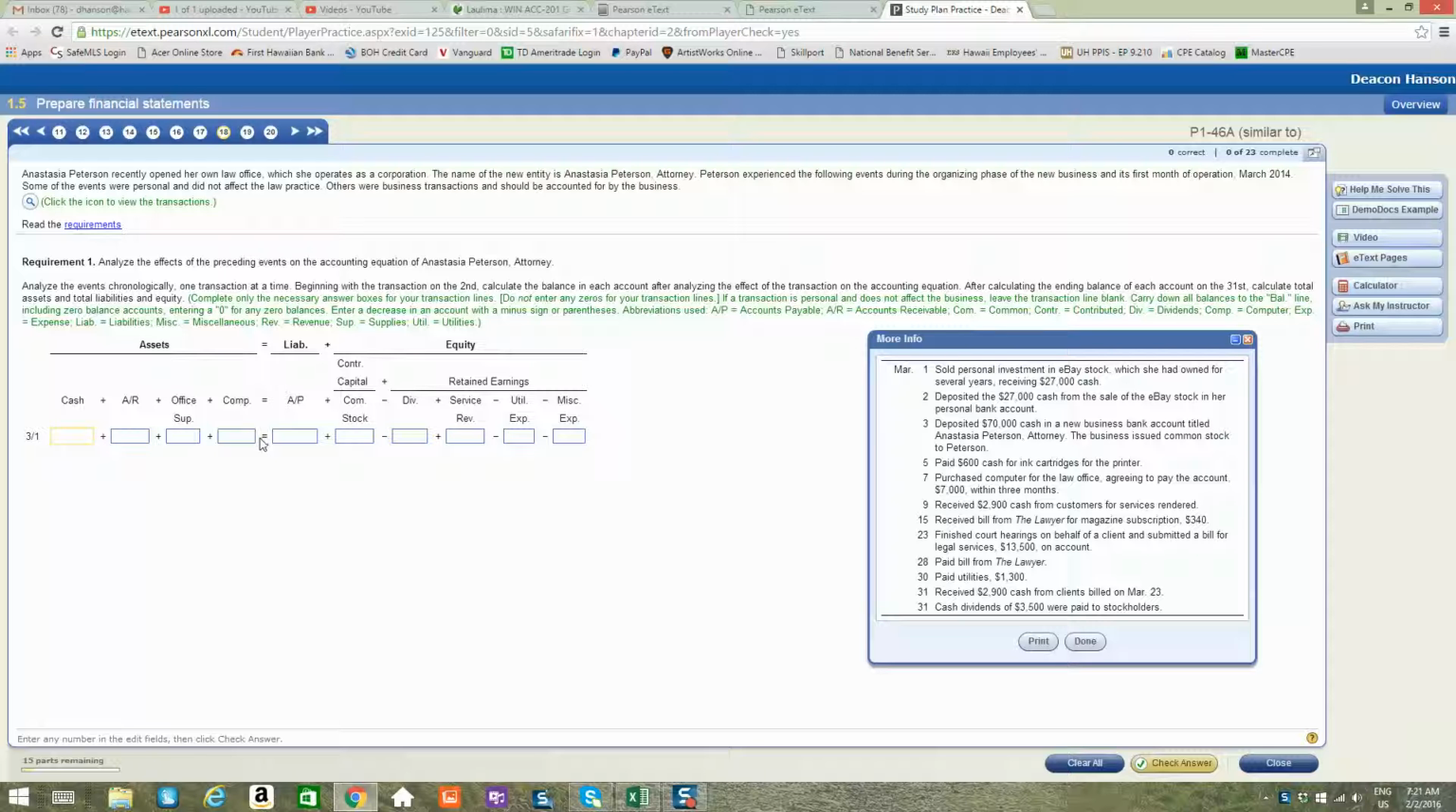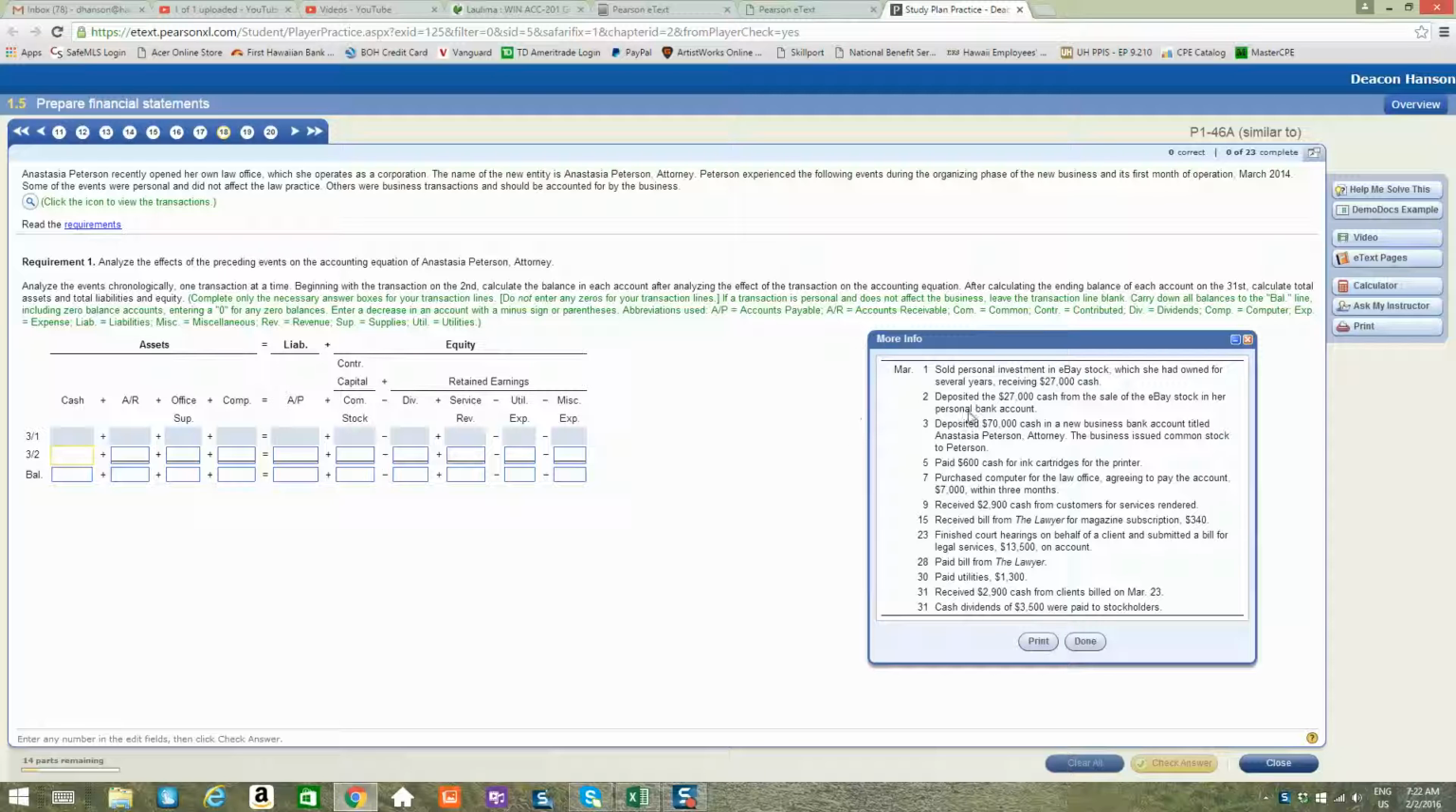Let's see now. You may need to add zeros for everything, or maybe not. I'm going to test that. Okay, so we do not have to put zeros in if no transaction occurred. Okay, so notice I hit enter for March 1st. No transaction because it's a personal transaction. It's not a business transaction. Okay, we'll say okay. Now, there was a deposit.